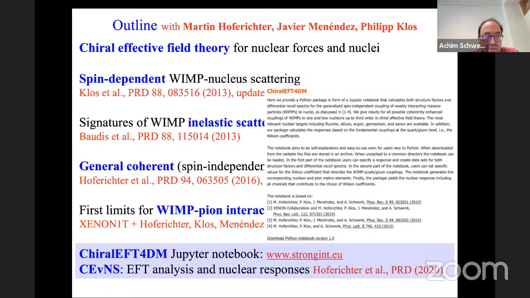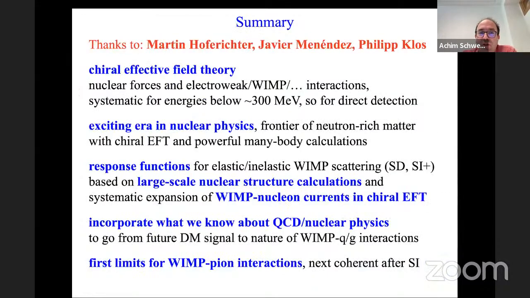And also I wanted to point your attention to that we did a similar EFT analysis and nuclear responses needed for coherent elastic neutrino-nucleus scattering. So if you're interested in those experiments, I know some of you are, you can also use our response functions, which are based on the same calculations and also include 1 and 2 body current effects. And so with this, let me take you to my summary.